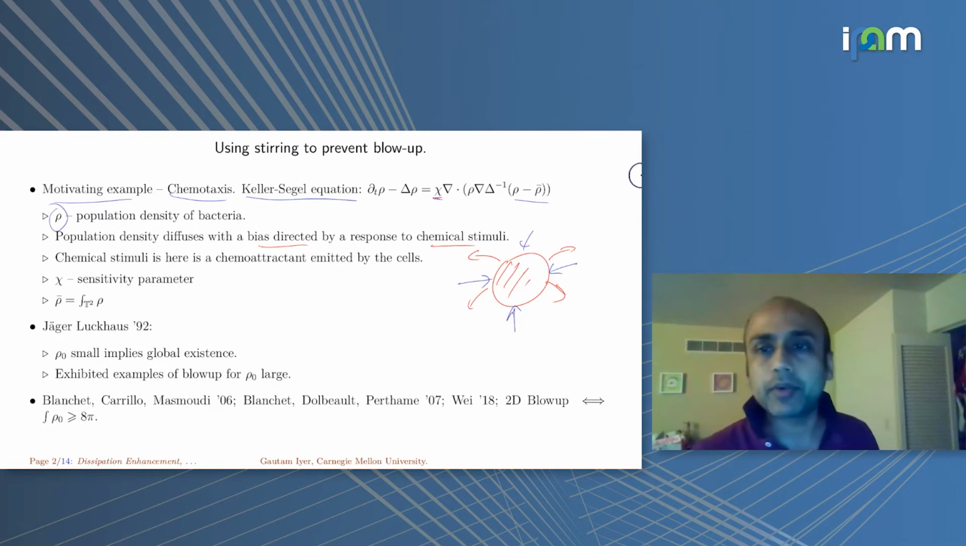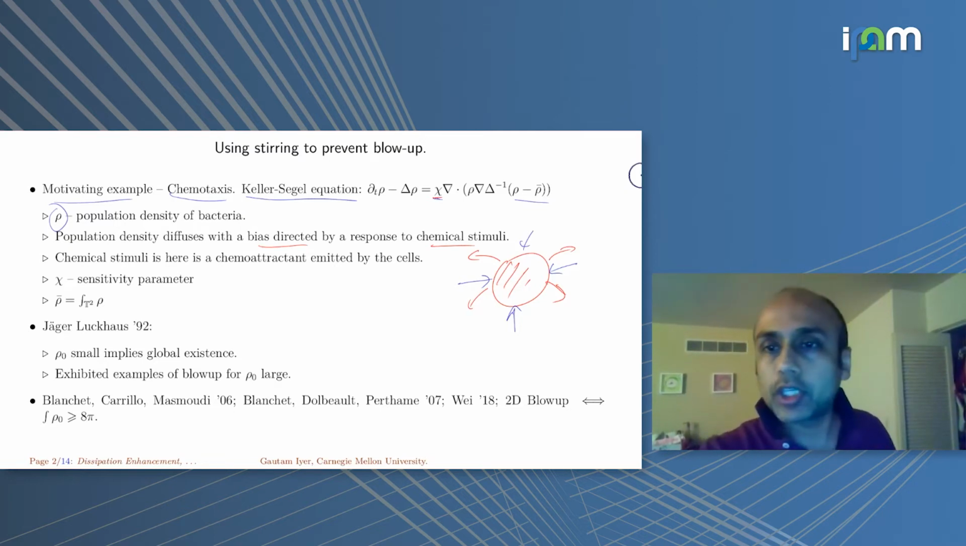So periodic boundary conditions, in order to ensure that I can solve these equations, rho bar is just simply the integral of rho, the spatial mean. So I take Laplace inverse of rho minus rho bar, and this makes sense, okay?